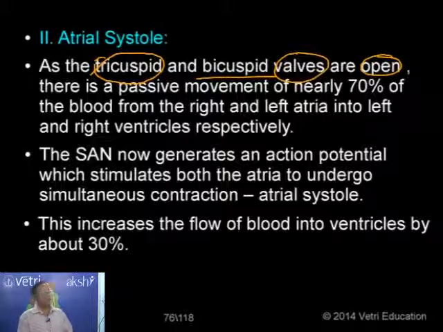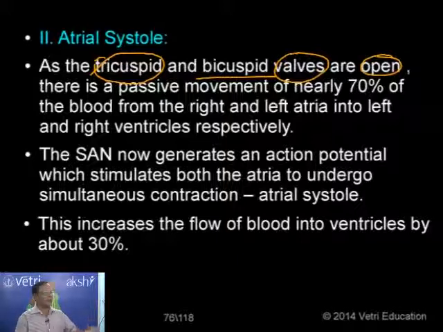And at this time, what will happen? Now the SA node, the pacemaker, generates the electrical impulse or the action potential, which is spreading to the wall of the atria, making the wall of the atria undergo contraction. So a pressure is created by atrial systole. So what will happen, the remaining 30% of blood is being forced to enter into the respective ventricles.